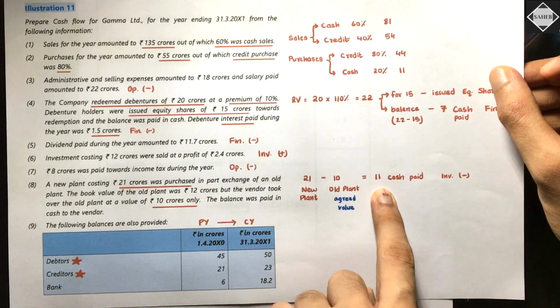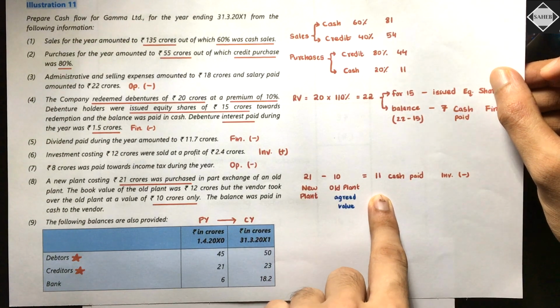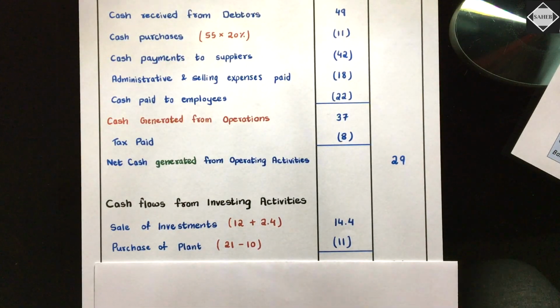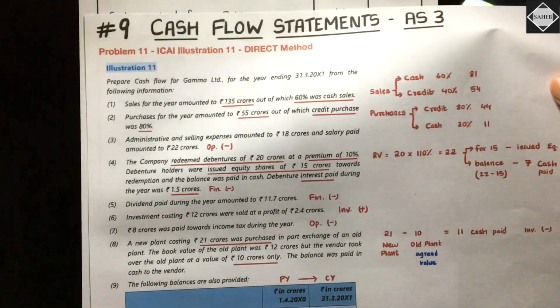So 11 crore you had to pay. So 11 crore you have to subtract in the investing activity. Purchase of plant 21 minus 10, that's equal to 11 crores. Negative. Is it clear? Simple. And then we don't have anything else regarding investing activity.